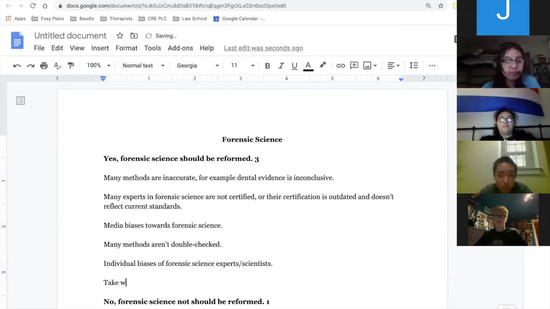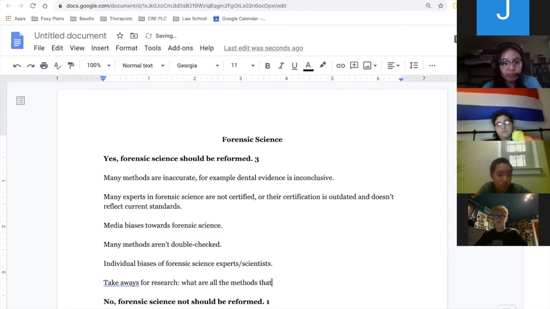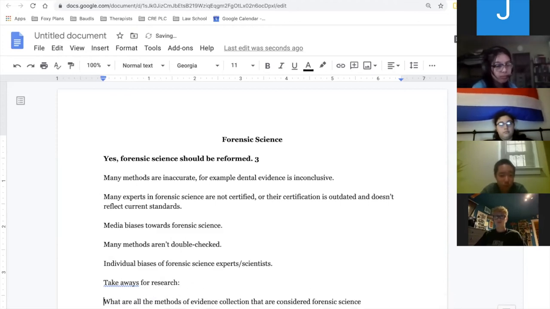So I'm going to say some takeaways for research. Based off of what we talked about today, just for this section, I would encourage us to look into what are all the methods of evidence collection that are considered forensic science. What are some other things that I think will be helpful based off of what we talked about so far?